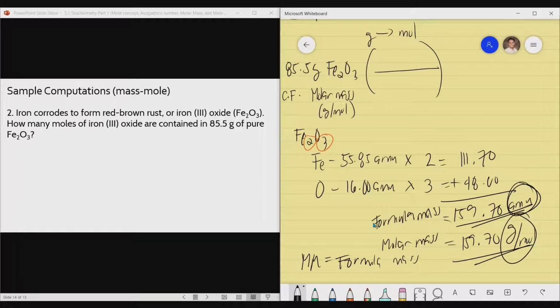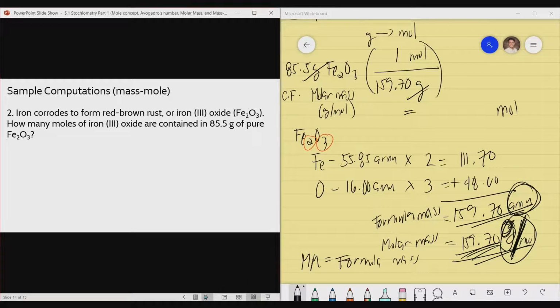So gram per mole will be the unit. Since grams need to be cancelled, I put grams here, and then I put moles at the numerator. This will be 1 mole. Remember, when we say gram per mole, it means grams per one mole. So it is always 1. When it is molar mass, the value that goes with the mole is always 1. The value of the grams is the 159.70. Cancel grams. I now have my desired unit, mole.